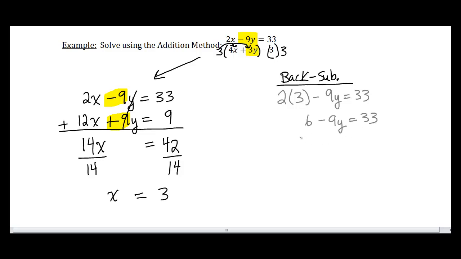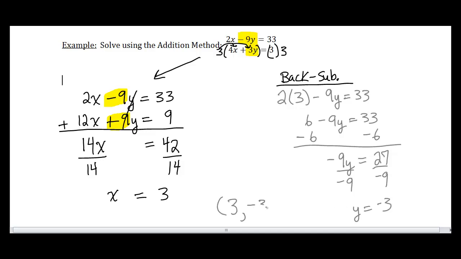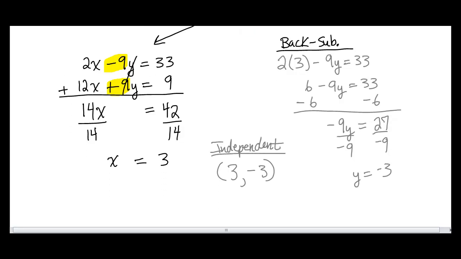If I subtract 6 from both sides, I get negative 9y equals a positive 27. I can divide both sides by negative 9, and I'll get y equals negative 3. So my solution is (3, negative 3), and this will be an independent system. Okay, let's look at some other examples.